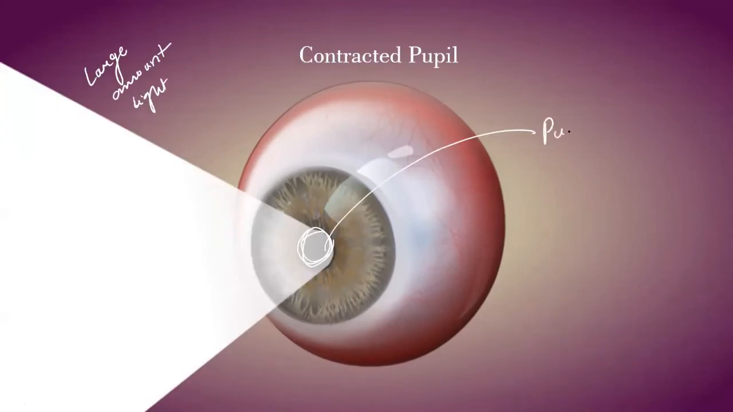So this is done by the pupil. Who is holding the pupil? Who is controlling the size of the pupil? The iris is controlling the size of the pupil.